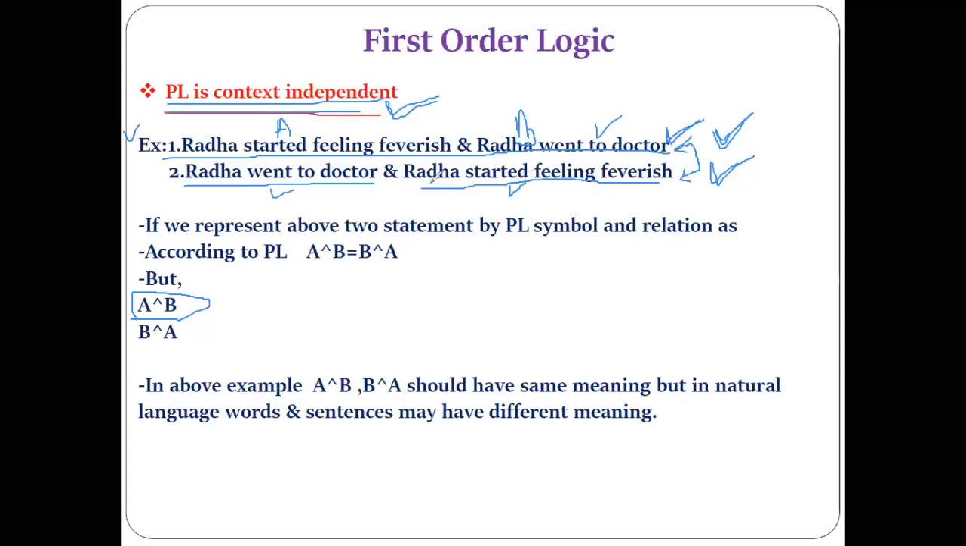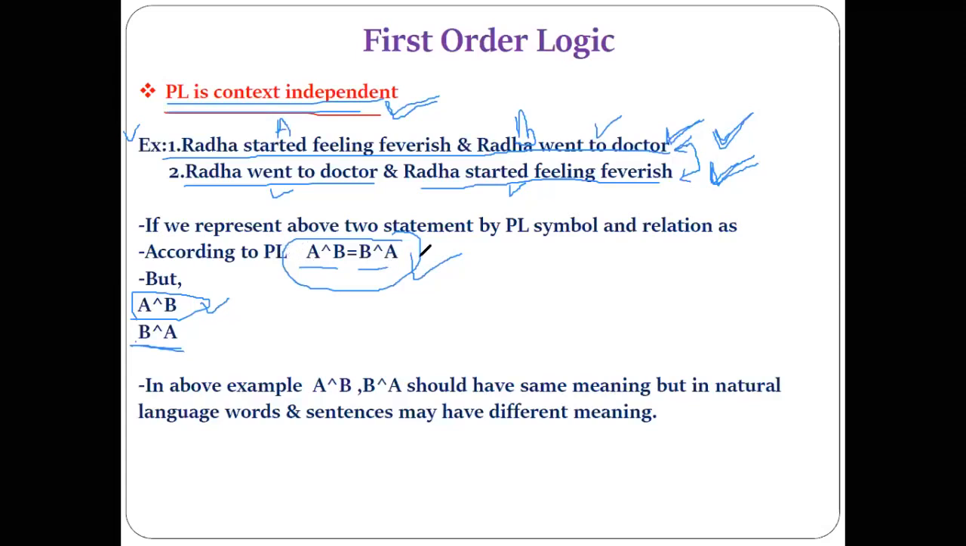And how do we represent the second statement using proposition logic? It is nothing but the reverse of the previous one. But according to the rules of proposition logic, these two statements have the same meaning. Yes or no? Yes, like we know, A and B should be equal to B and A. According to proposition logic, do all of you agree?